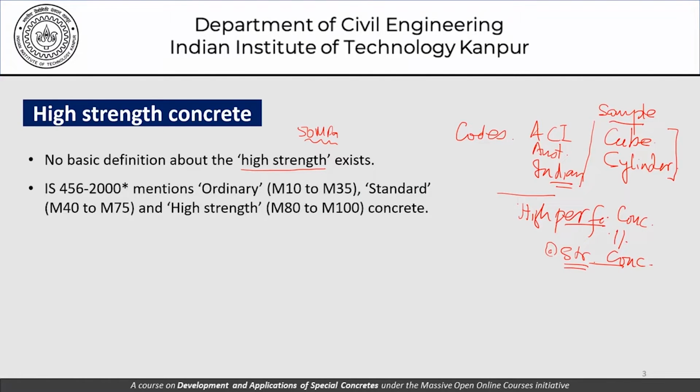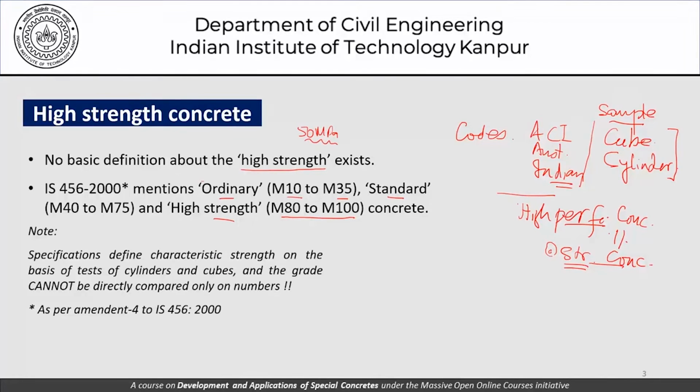As far as IS 456-2000 is concerned, it divides the concrete into three parts: ordinary, standard, and high strength. In this document, ordinary concrete is between M10 and M35, standard concrete is between M40 and M75, and high strength concrete is concrete higher than M80, where M80 refers to a mix which has a characteristic strength of 80 MPa.